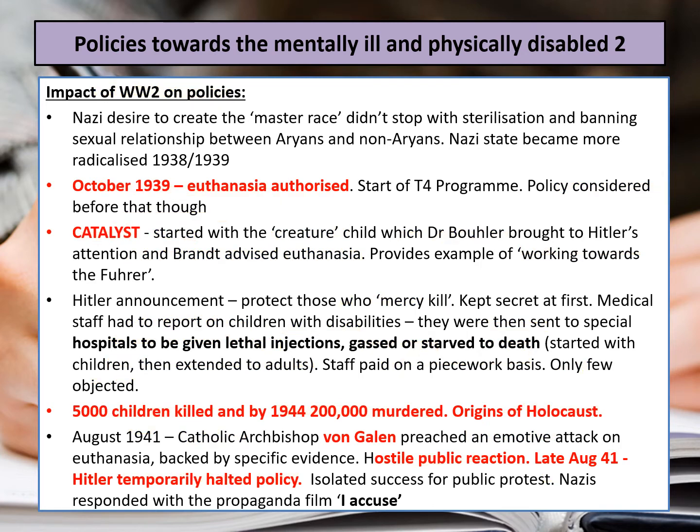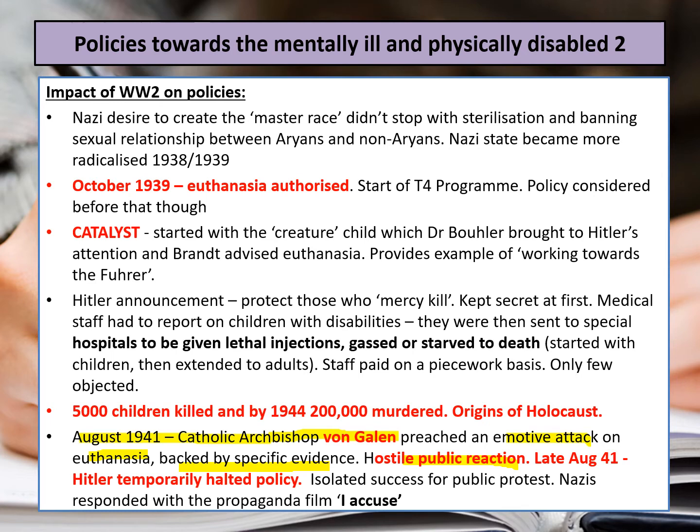One individual that did stand up against the Nazis was the Catholic Bishop von Galen, who in August 1941 gave an amazing emotive attack on euthanasia, backed by specific evidence. He read it out from a church pulpit, but he also got other people to read it out across Germany. Now, this then led to a hostile public reaction. A lot of German people had supported the policy of sterilisation, but this went too far, especially when they provided evidence about how some children had been starved to death or killed through gassings.